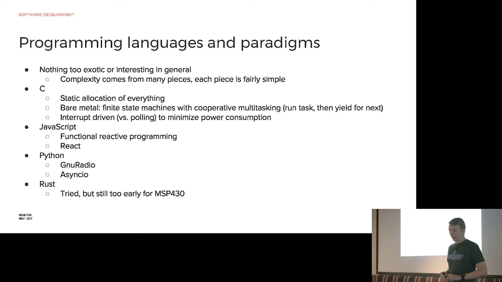For JavaScript, basic FRP stuff. For UIs, we use React. For Python, the biggest source is GNU Radio, which is the stack for operating the software-defined radio hardware that we use. And for just managing asynchronous stuff, we use the asyncio library. We also tried Rust because Rust is really awesome, but the LLVM backend for MSP430 wasn't quite there yet, and it's a bit challenging to work with the vendor tools and add Rust into the mix, so we gave up on it at the moment at least. But I want to see it fly.